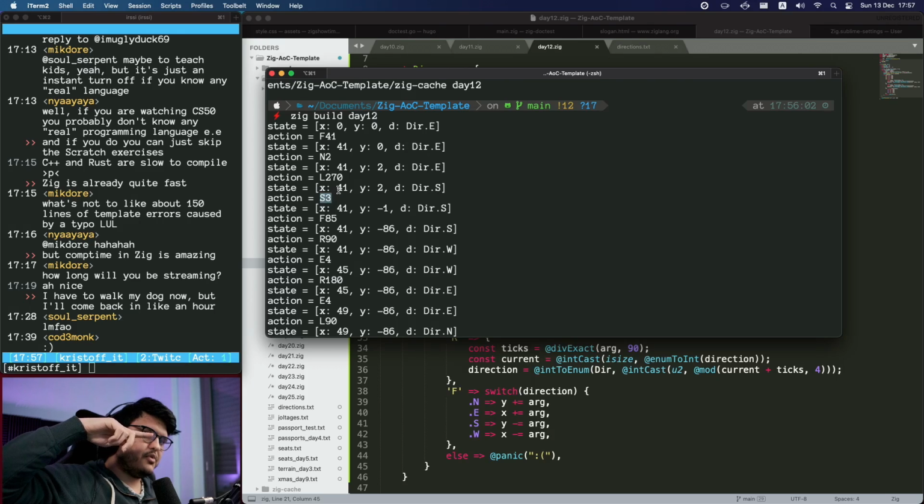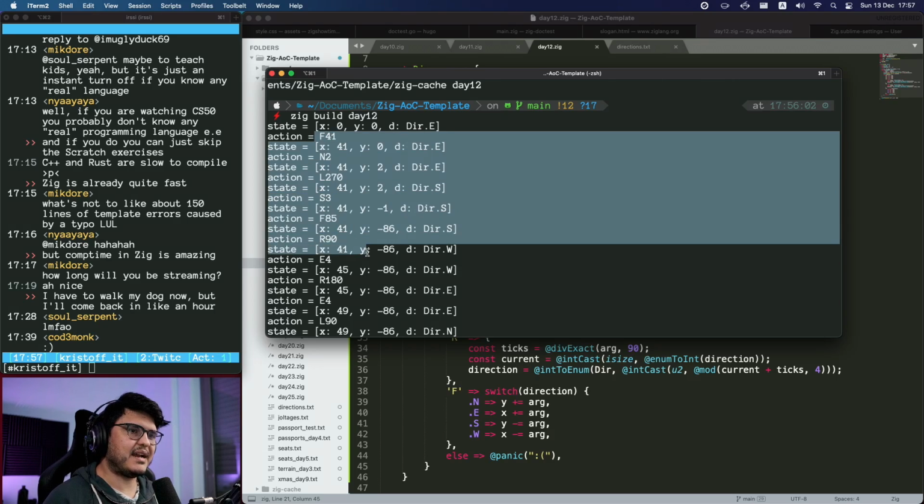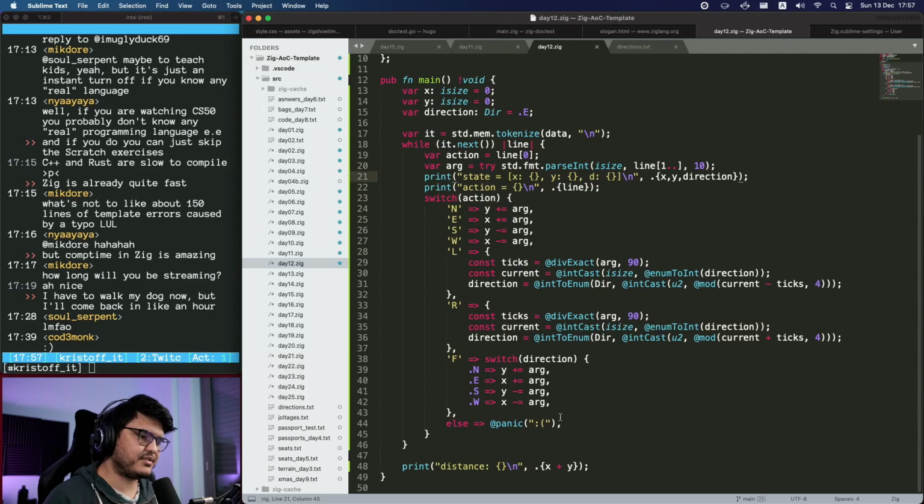S3 moves south 3. Oh, you know what? The number is not suspicious at all. I'm a moron. I forgot to do absolute stuff. I just need to make the numbers absolute. So this kind of looks reasonable. I think I got it right just by inspecting it a little bit.